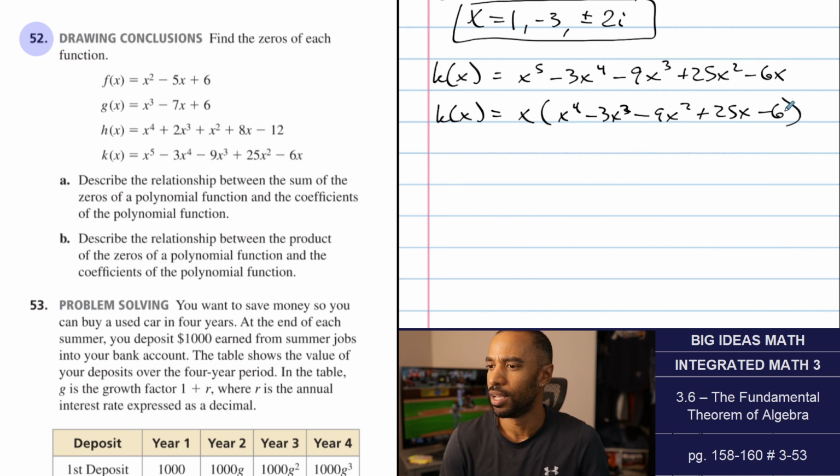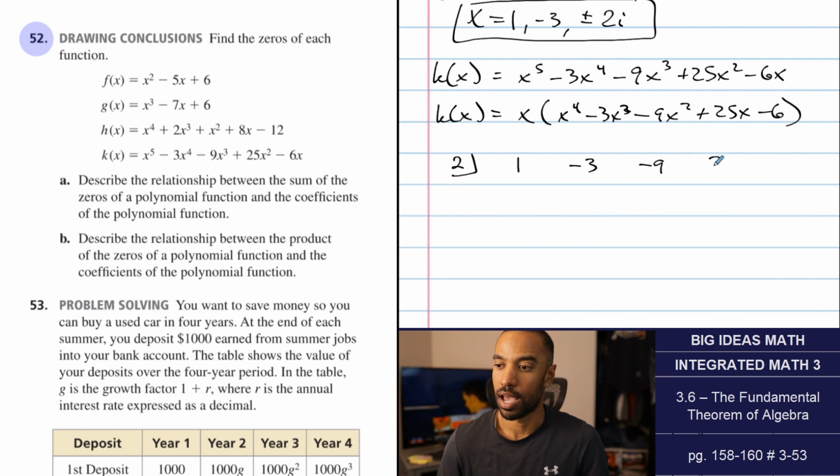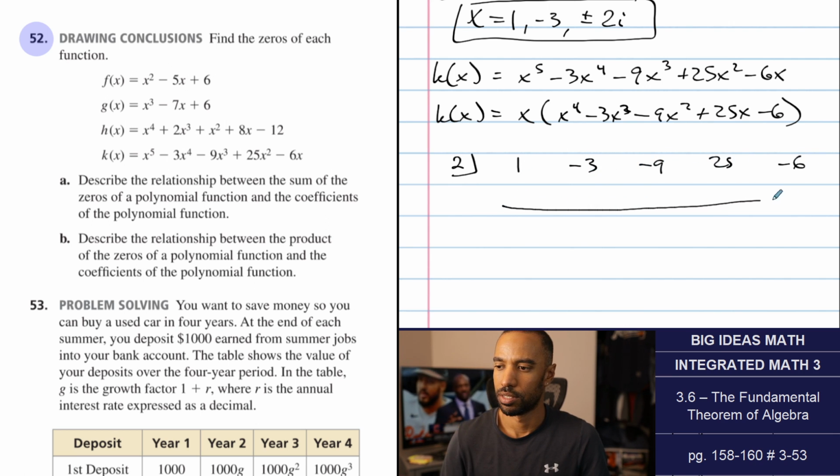Try and plug in 1. I don't think 1's going to work. Negative 1, we get 1 plus 3 is 4, minus 9 is negative 5, minus 1. No, that doesn't work. 2 is 16, minus 24 is negative 8, minus 36 is negative 54, plus 20, plus 50 is 6, minus 6 is 0. I think 2 works. So when we do 2 on this one, we get 1, negative 3, negative 9, 25, and negative 6. Okay.